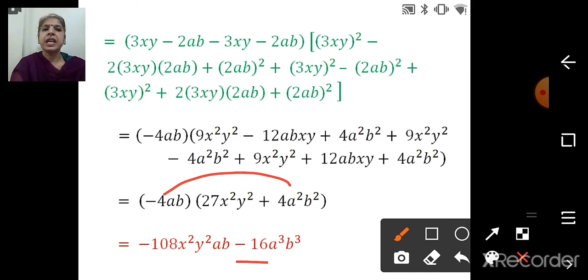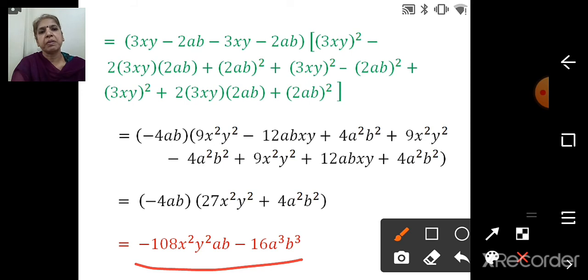Then see the variable part. A square with a, a cube. B square with b, b cube. So it is minus 16a cube b cube. And then the final answer is minus 108x square y square ab minus 16a cube b cube.